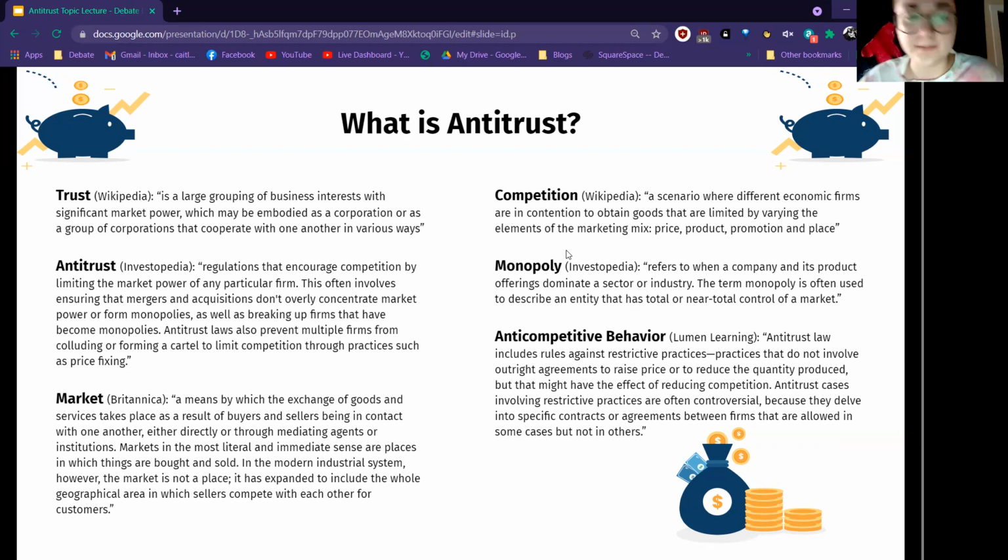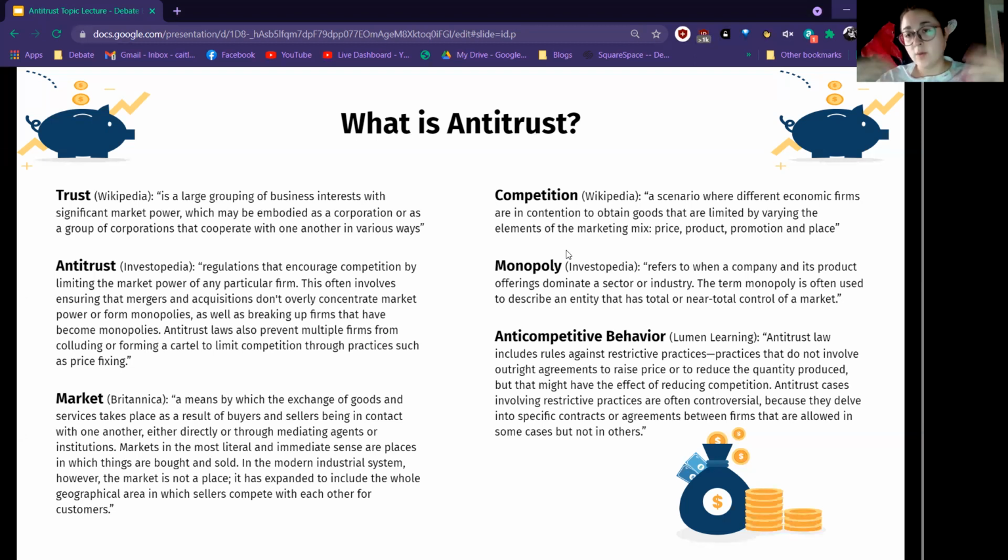at monopolization. And so the third term I want to introduce is a market. What do we mean by them being able to control these markets? And so a market is typically just a means by which the exchange of goods and services takes place as a result of buyers and sellers being in contact with one another, either directly or through mediating agents or institutions.